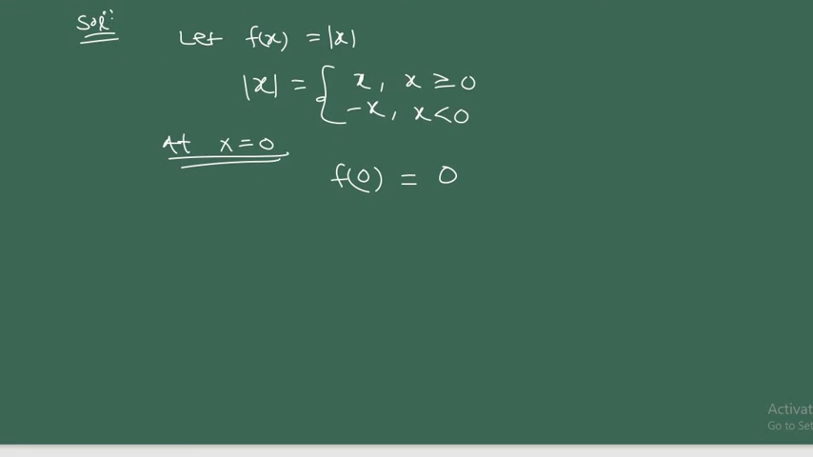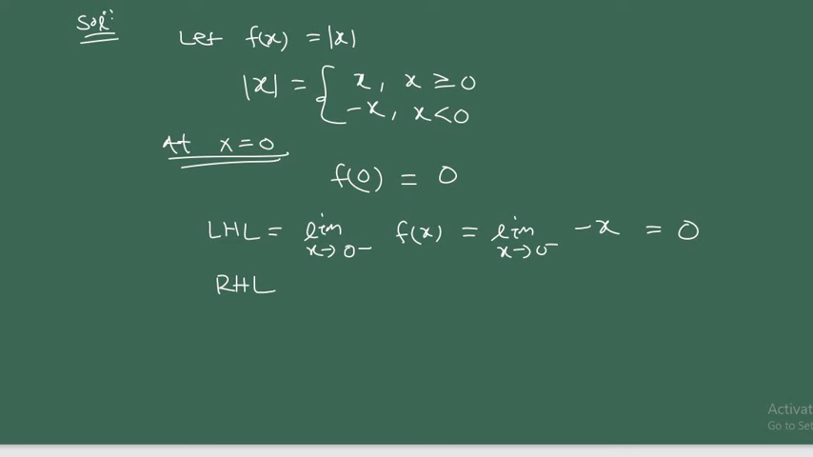Now we find the limits, LHL and RHL. LHL is limit x tends to 0 minus f(x). x tends to 0 minus means the value of x must be less than 0. So we can take f(x) as minus x. Since x is less than 0, the value of the function is minus x, so it is 0. So this value is 0.